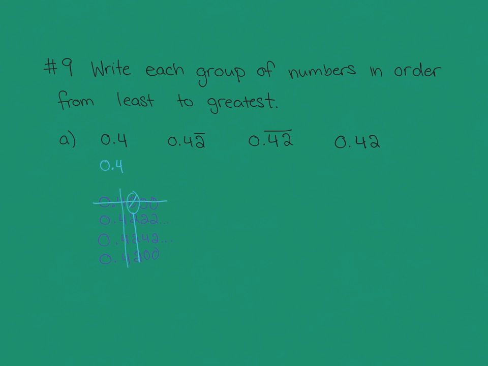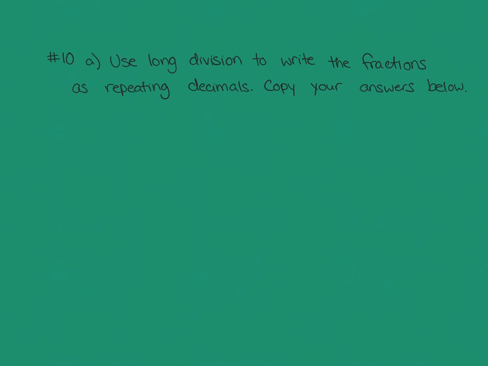So we would start with 0.4. Then we could look at the numbers that are left. Well, 0 is our next smallest number. So 0.42 would be our next smallest. Then, if we looked at the 2 and the 4, 2 would be the next one. So 0.42 with just the 2 repeating. And finally, we have 0.4242. So both the 4 and the 2 are repeating.